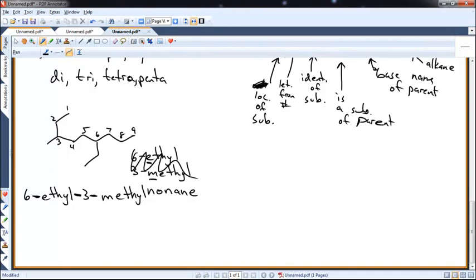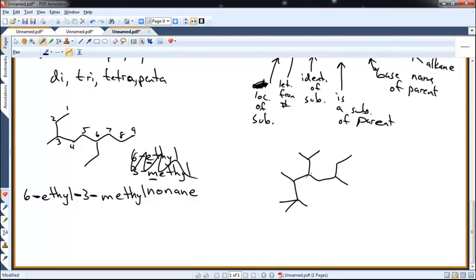So I'll give you one more example, the same example from lecture, and then I'm going to move on to conformations. So we got this structure. Okay. Pause the video and try and name that real quick.